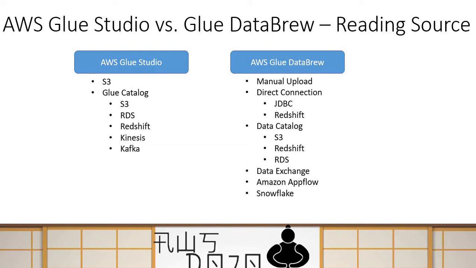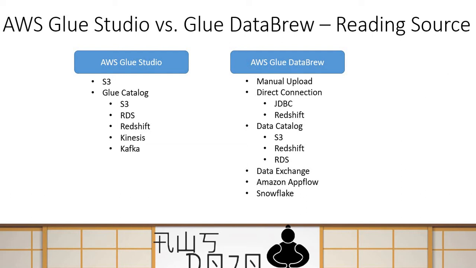And data exchange is a kind of a data marketplace on AWS, where data producers can actually put their data for subscription. Then it supports Amazon AppFlow, which is still under preview. AppFlow is used to provide integration with SaaS applications. So that means your DataBrew can bring data from SaaS applications. It can talk to Snowflake, which is a partner solution running on AWS.